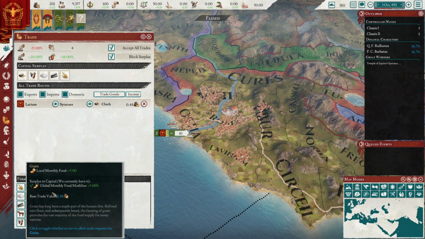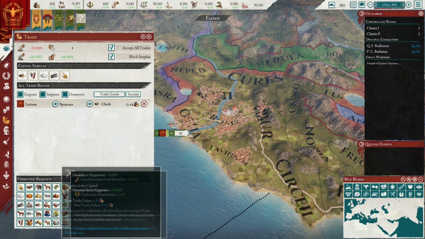If you have grain, then you will make more food in your entire nation if you have 2 grain in your capital. This is way more effective naturally than importing 1 grain to every single one of your provinces. So not only is this good for making money, because importing that grain would make you money, or not exporting grain would make you money, but this is going to give you very important buffs.